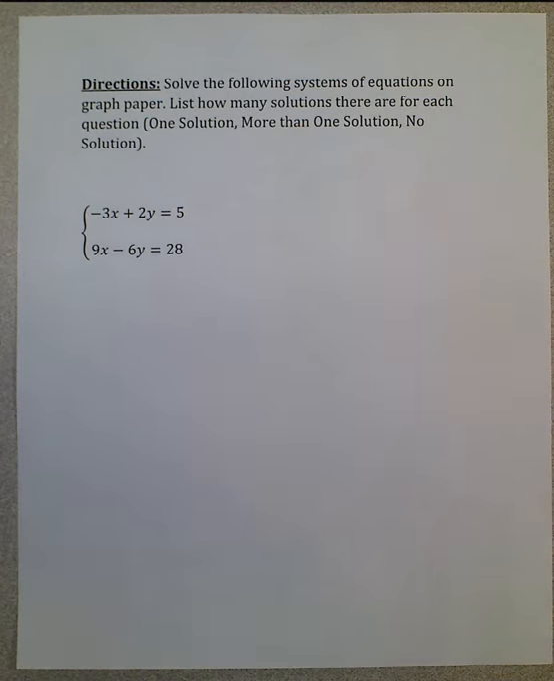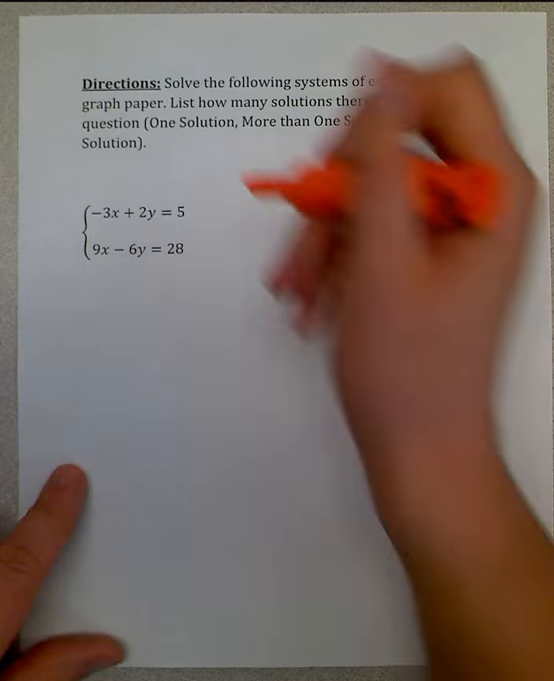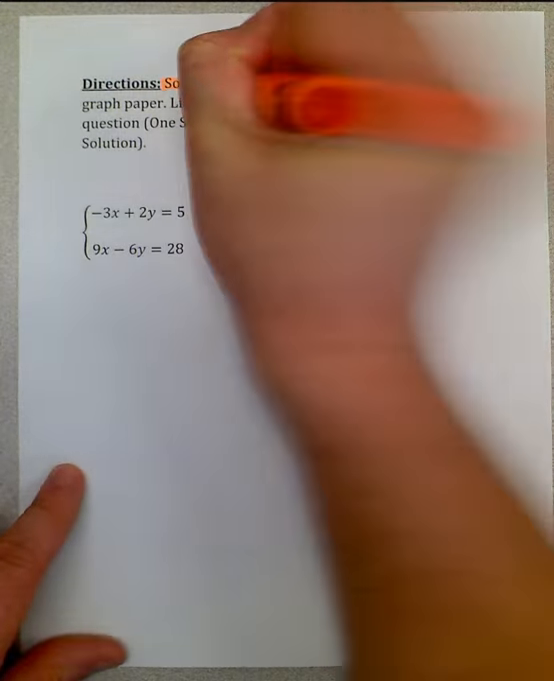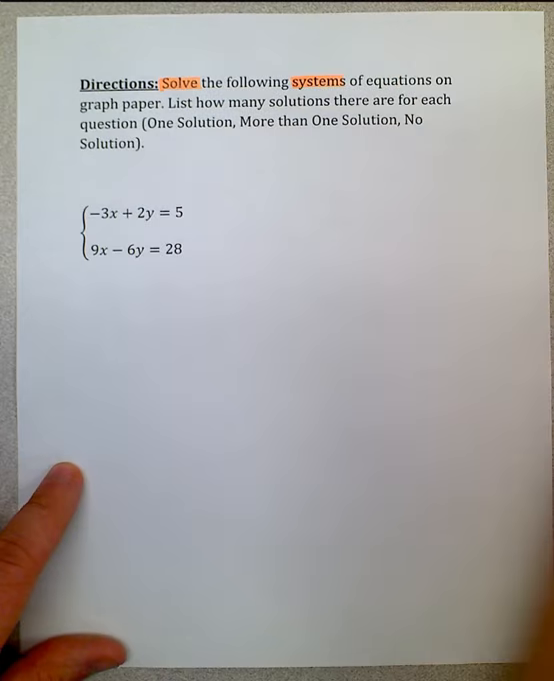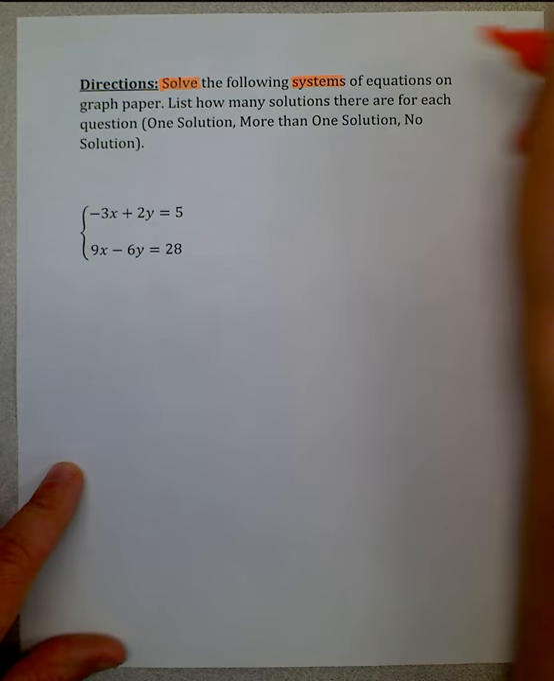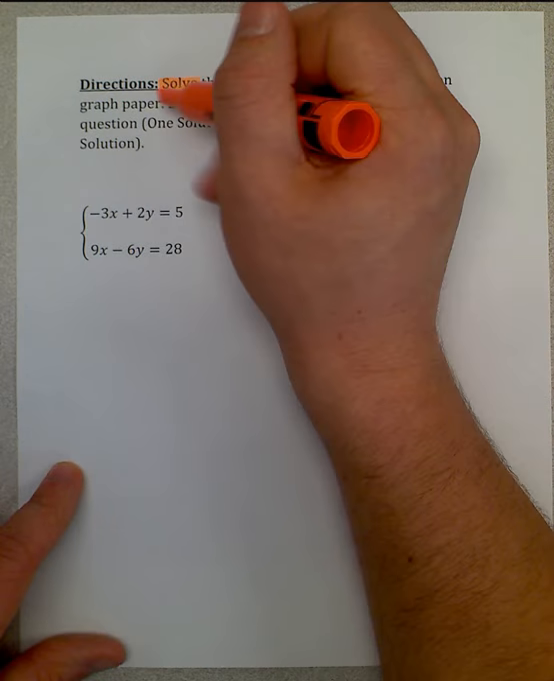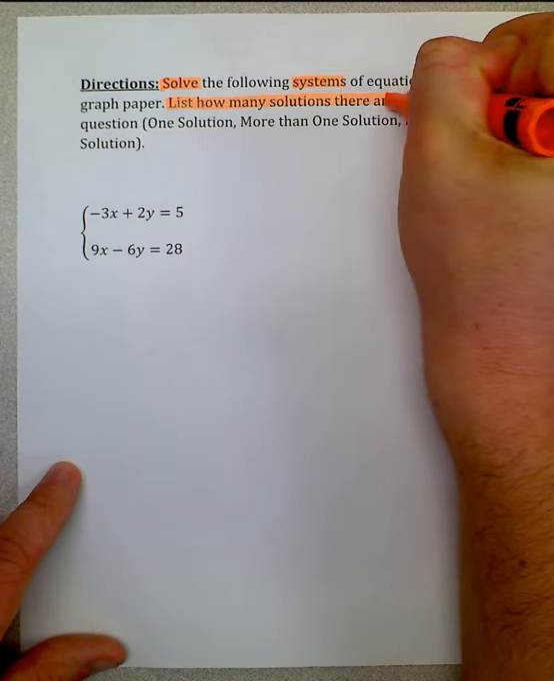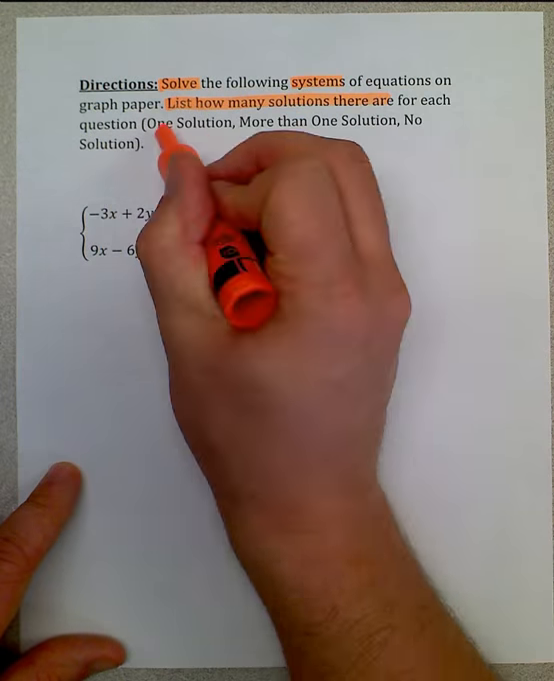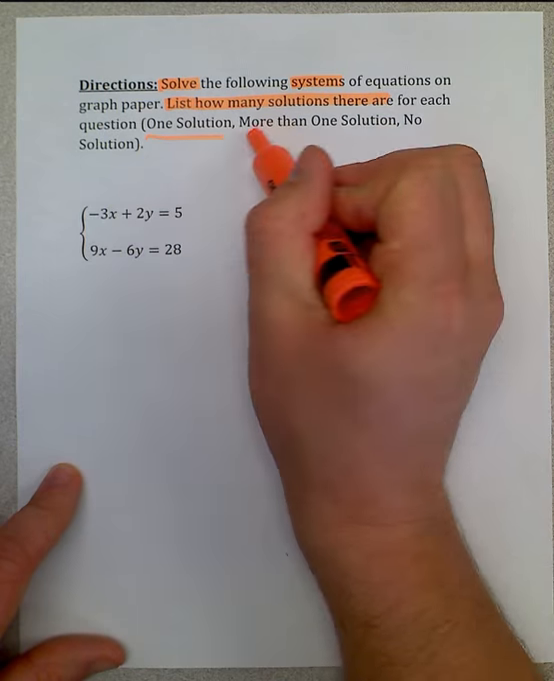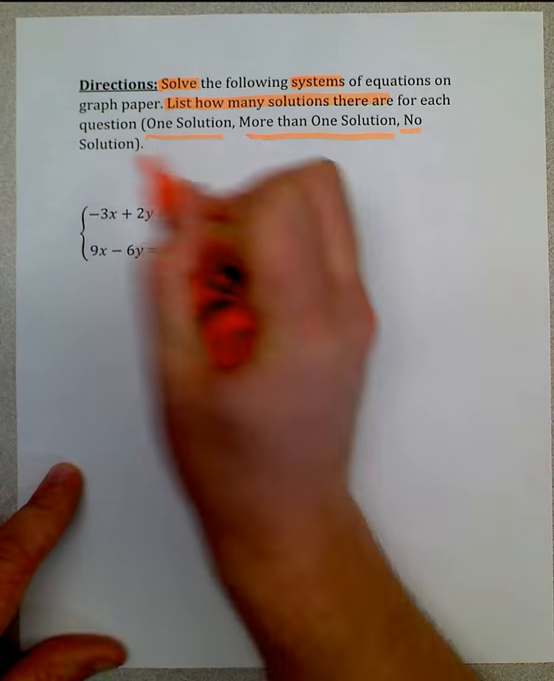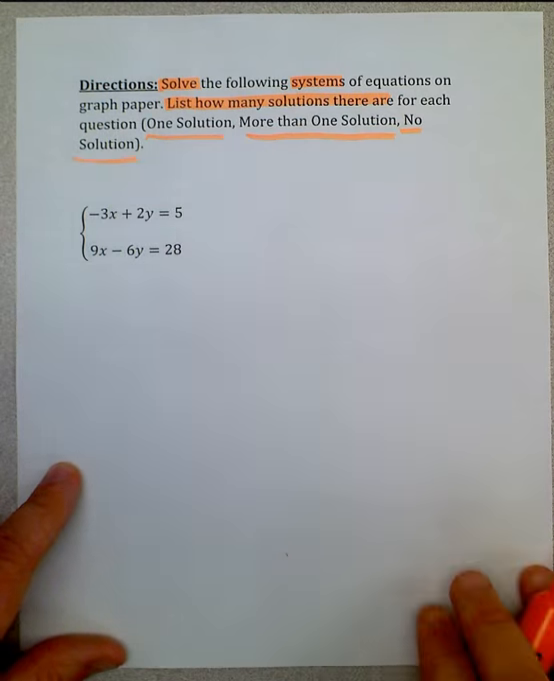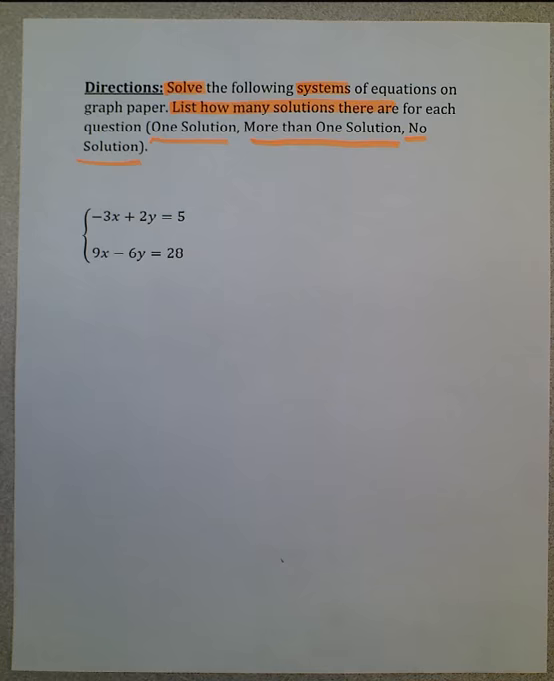So I noticed I'm asked to do a couple things here. I'm asked to solve the system of equations I see below. I'm asked to do it on graph paper. I'm also asked to list how many solutions there are. And I noticed I was given choices for that: one solution, more than one solution, and no solution. Okay, so I'm going to pull out my graph paper here.